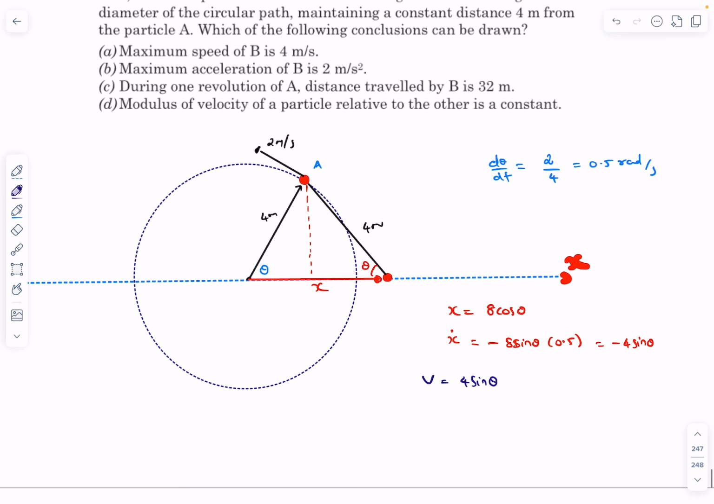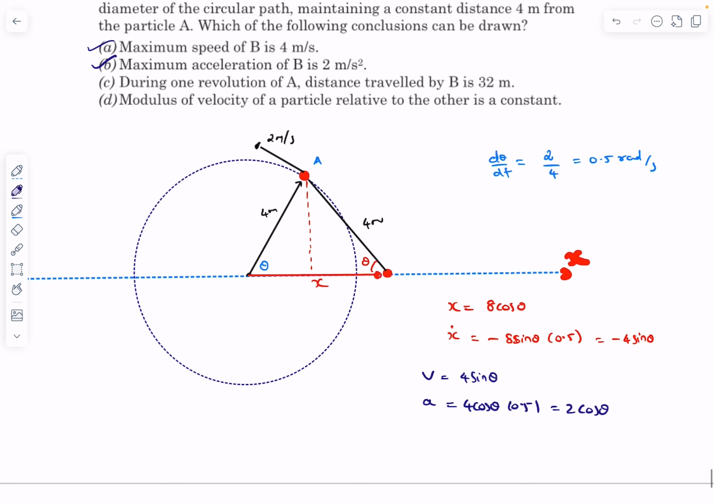So now in the first question they're asking what is the maximum speed? It is 4, so option A is correct. And then they're asking about the maximum acceleration. So again, as it's just a 1D motion, its acceleration is just going to be the double derivative of x, right? So this is going to be 4 cos theta d theta by dt, which is 0.5, which is going to be 2 cos theta. So the maximum acceleration will also be 2 meters per second squared.